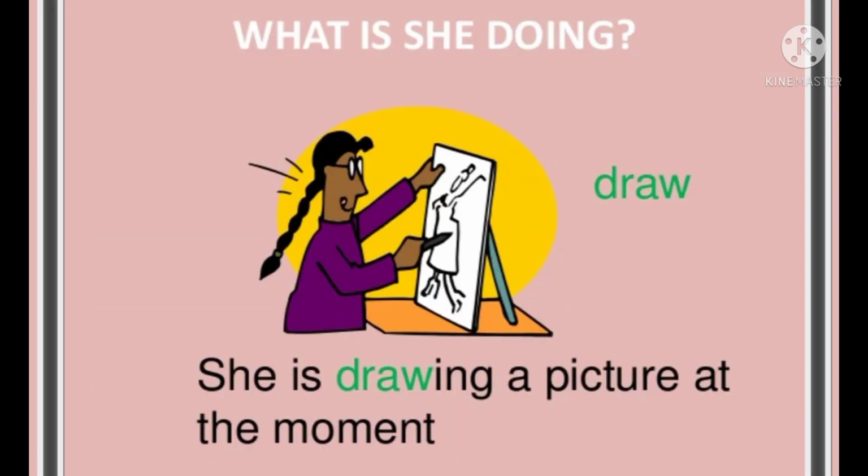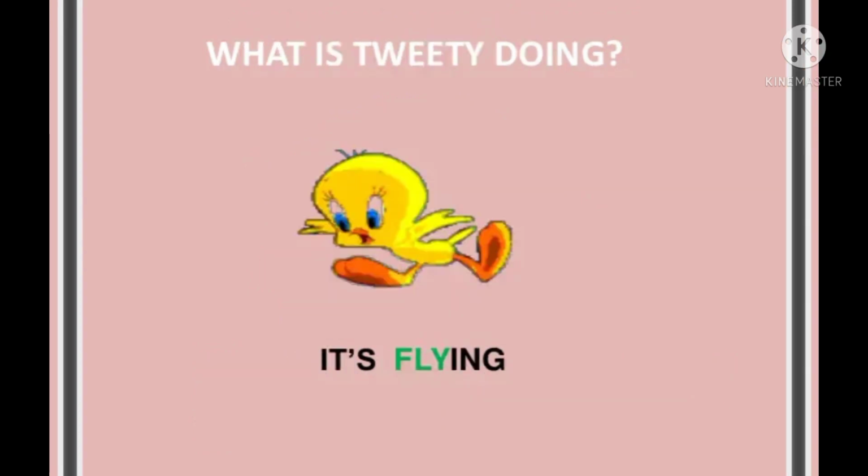What is she doing here? She is drawing a picture at the moment. It will continue for a certain period of time, so we use present continuous tense. What is Tweety doing? It's flying. It's flying for some time, so we use present continuous tense.